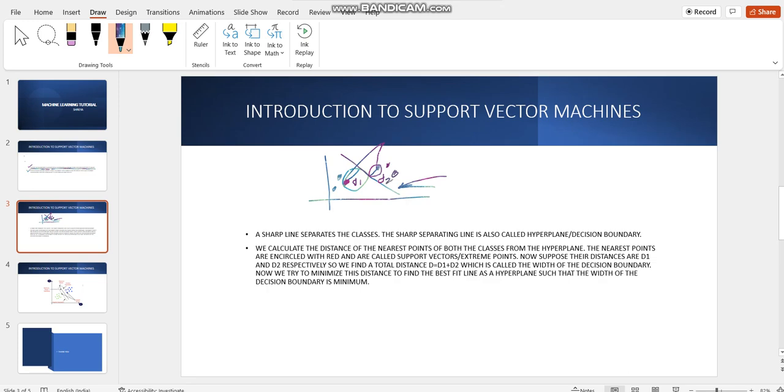So this is the width of the decision boundary, and the decision boundary is this line, which, as we saw earlier, is also called the hyperplane. This summation, d1 plus d2, is the width. Now we try to optimize this distance to find the best fit line as the hyperplane, such that the width of the decision boundary is best. According to that, we try to find the best hyperplane, the best fit line as well.